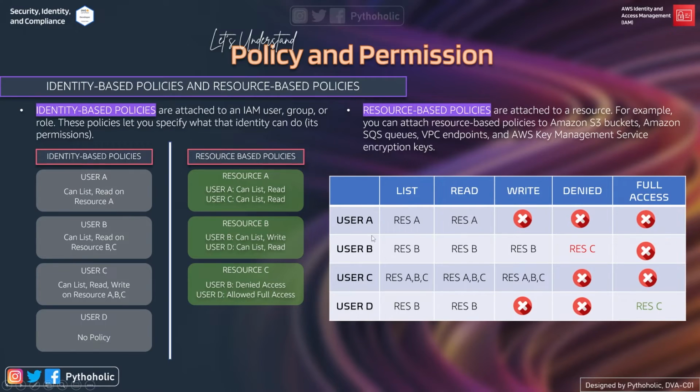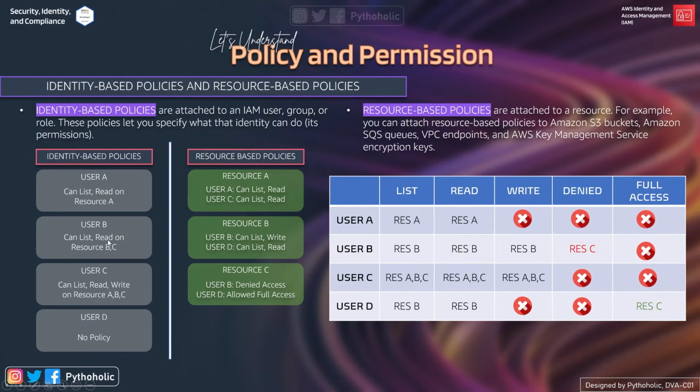If we see this chart, we have four users, A, B, C, and D, and these are the list of operations: list, read, write, denied access, and full access. Taking into consideration the identity-based and resource-based policies, user A can list and read on resource A. Here also, user A can list and read. So list and read are allowed on resource A. We don't see any write operation on any other resources, and denied or full access is not applicable here, because we are not denying full access for anything.